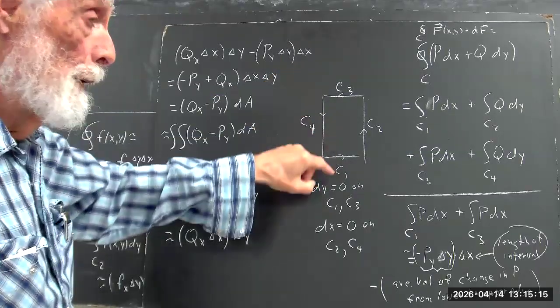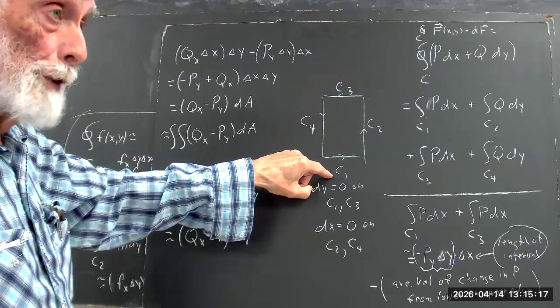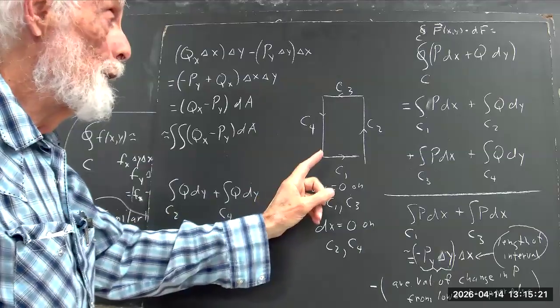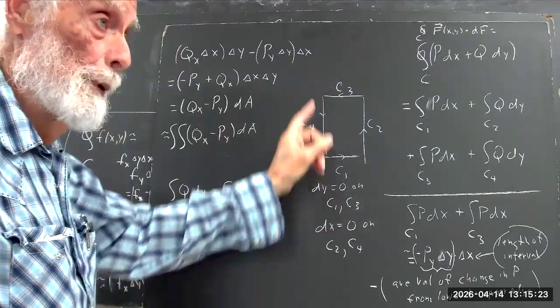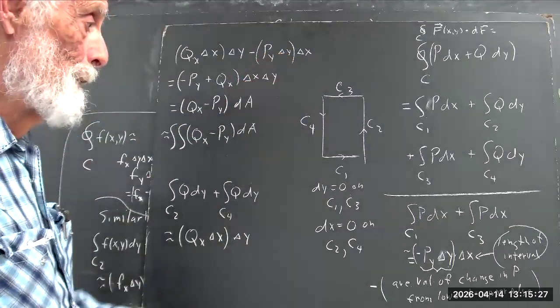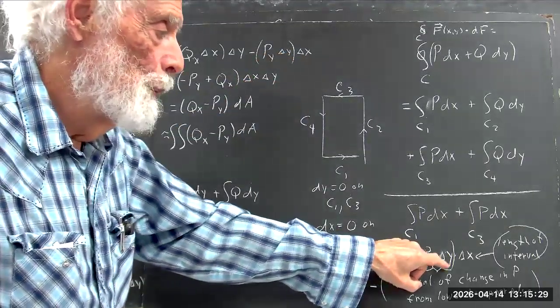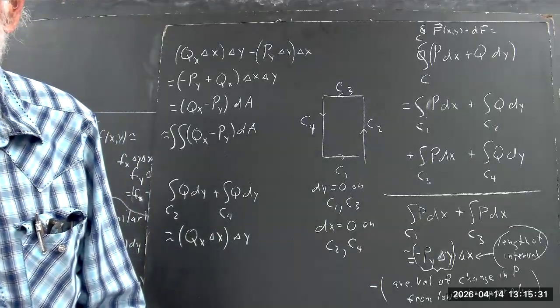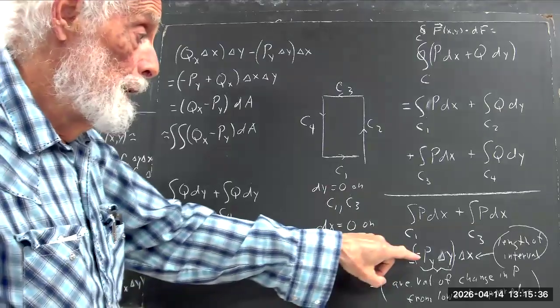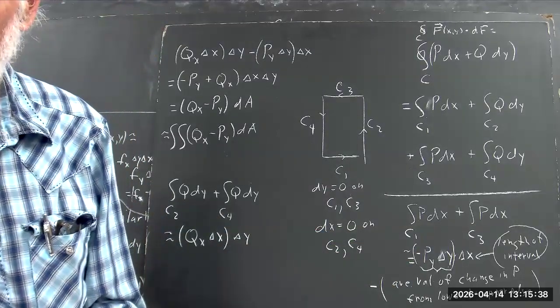So the average value of the differences here will be approximately the rate at which the value changes as we move in the y direction times how far we move in the y direction. That's your py delta y. Okay? Because of the directions in which we integrate, which I explained earlier, we have a negative on that. Okay?